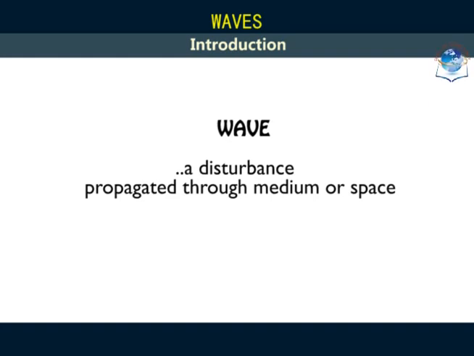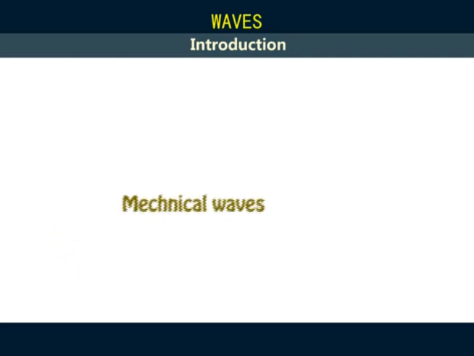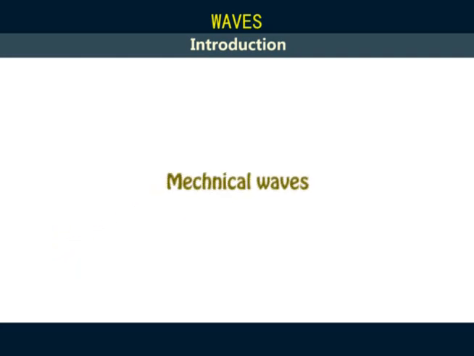And that definition divides waves into two broad categories. Those that propagate through media are called mechanical waves, while those that propagate through space are called electromagnetic waves. In this chapter, we shall talk about mechanical waves. We shall deal with electromagnetic waves in Form 4.